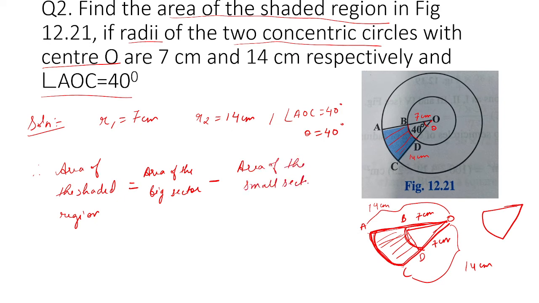So I hope you have not forgotten the formula. The area of the bigger sector is pi r2 square, theta divided by 360. This is the bigger sector, so obviously it means the bigger radius. And the area of the smaller sector is going to be pi r1 square theta by 360. Now let's just replace it.